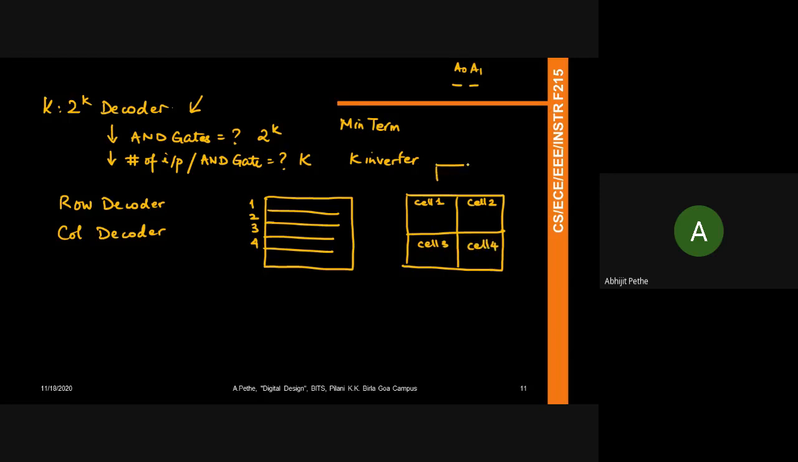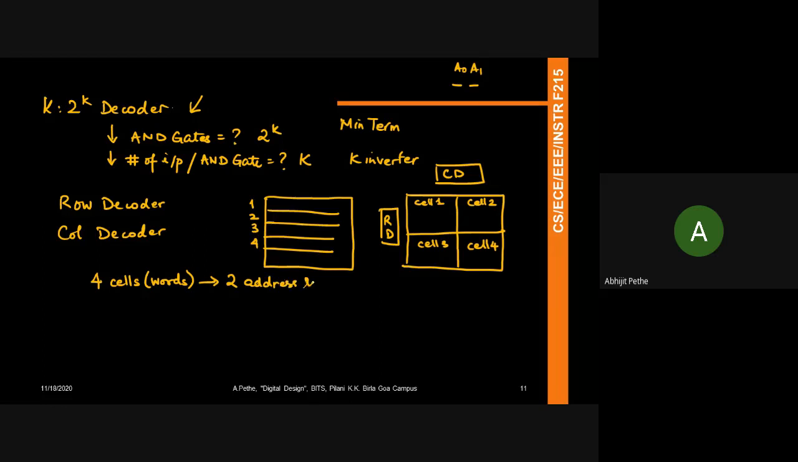And I can use one decoder here, which would be my column decoder, and one decoder here, which would be my row decoder, right? So what that means is, if you think about 4 cells, if I have 4 words I need to write into memory, how many address lines do I need? Two address lines, right?